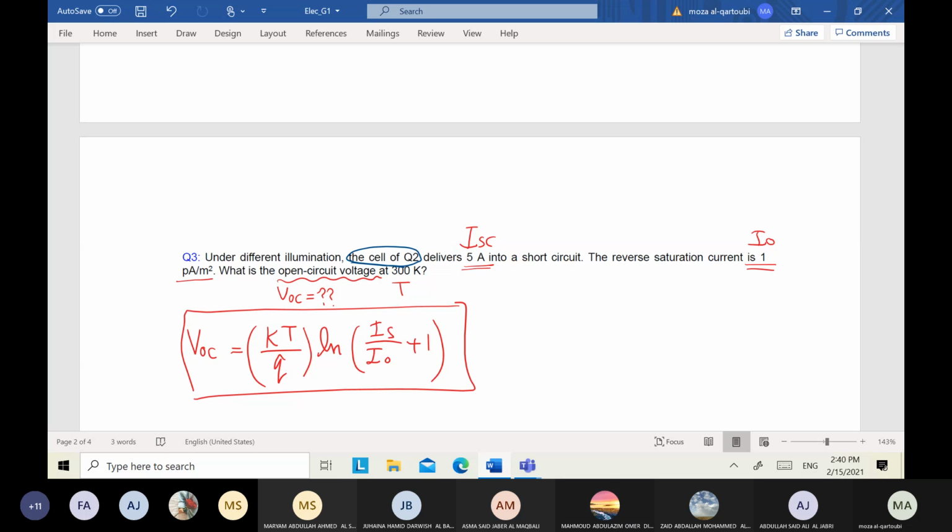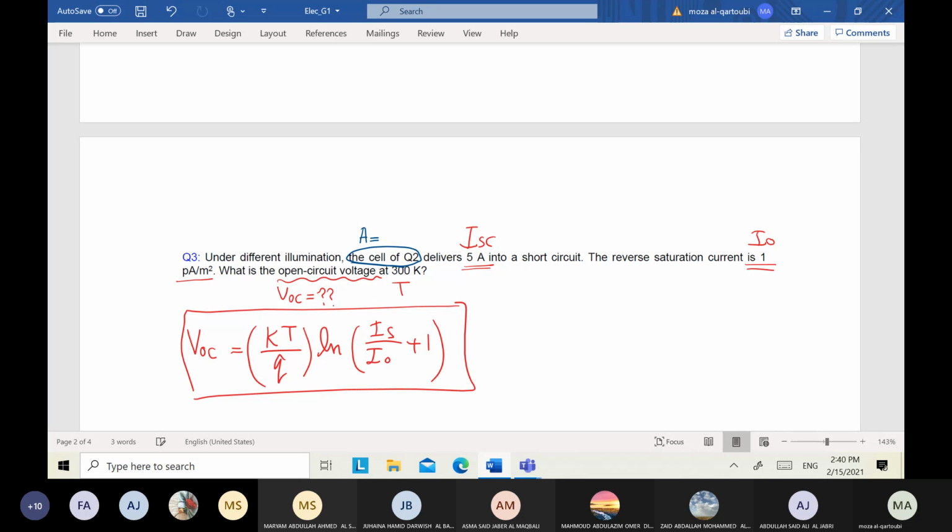Temperature. Given temperature equal 300 Kelvin. We need area. Why do we need area? Because the I saturation current is given with respect to unit area, with respect to meter square. So we need to find it in ampere only. So we should use the area from the previous question. The area in question number 2 equals 100 centimeter square. Yes, given in centimeter square in the previous question.